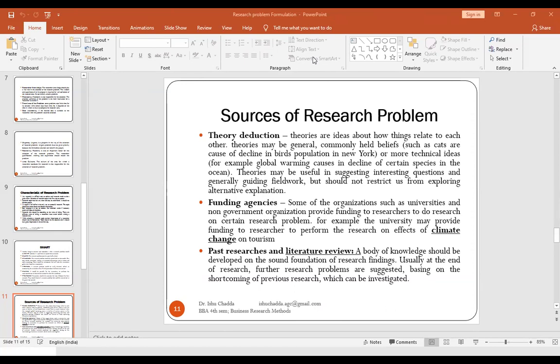Next is past research and literature review. A body of knowledge should be developed on the sound foundation of research findings. Usually at the end of research, further research problems are suggested based on the shortcomings of previous research, which can be investigated. So one has to see the research gap. It is a very good source to look for a research problem. Literature review: many studies have a special section detailing the possibilities of further research. Thus, it is very important for the researcher to go through the literature review in the area of interest.